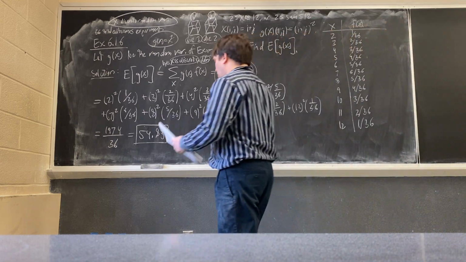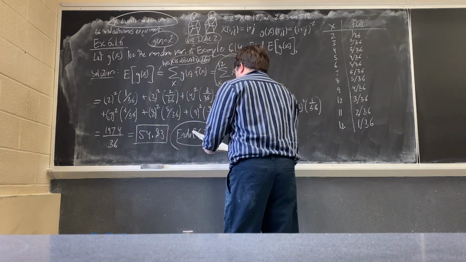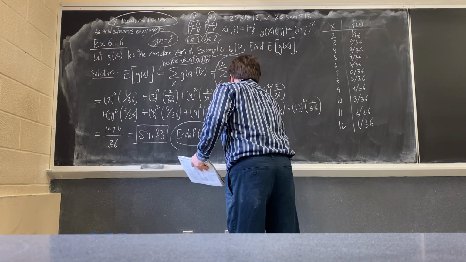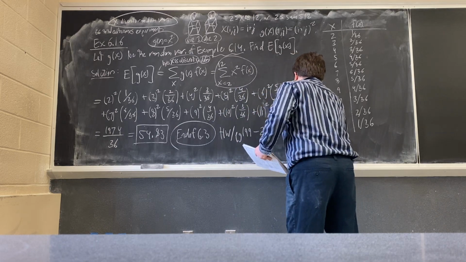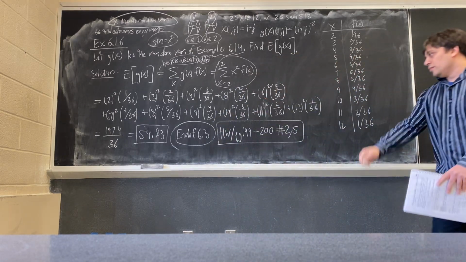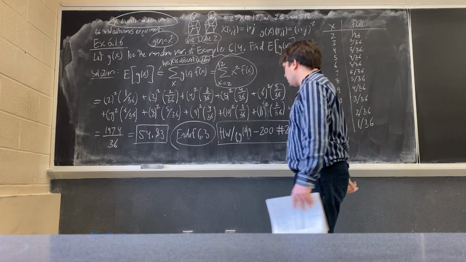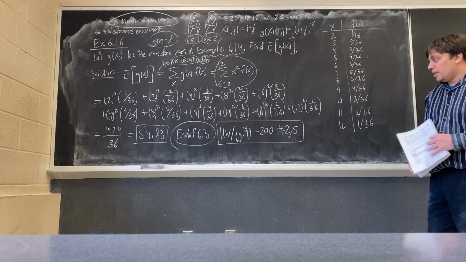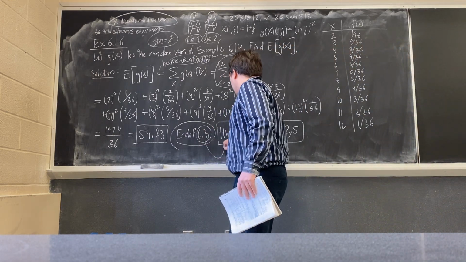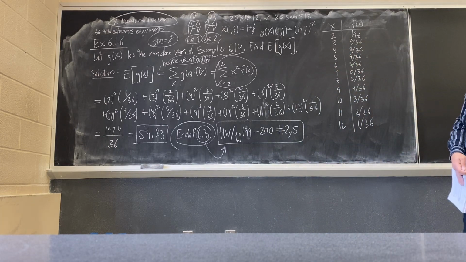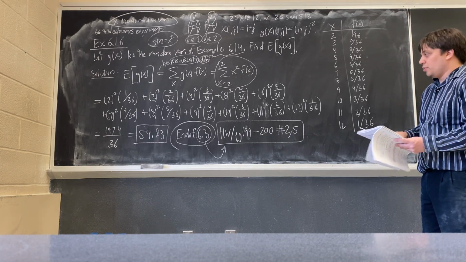Okay, and so this is the end of 6.3. And then the homework for 6.3 is on pages 199 to 200, numbers 2 and 5. Okay, so homework page 199 to 200, numbers 2 and 5. That's the homework for 6.3. Okay, so that's 6.3.